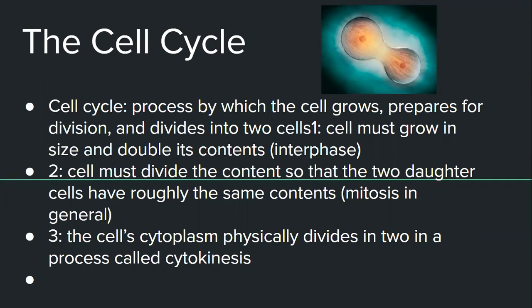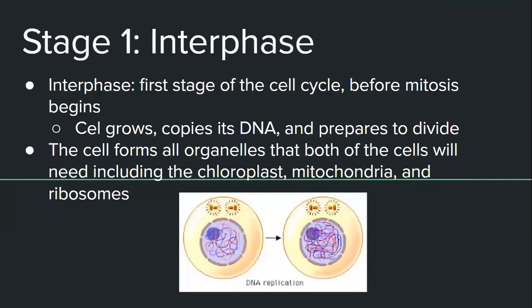This phase is called interphase. Next, the cell must divide up its contents so two daughter cells will have roughly equal contents. This second phase is called mitosis, and it has several stages. Finally, the cell's cytoplasm physically divides in a phase called cytokinesis. The regular sequence of events in which the cell grows, prepares for division, and divides to form these two daughter cells is known as the cell cycle. After the division is complete, each of the daughter cells begins the cycle again.